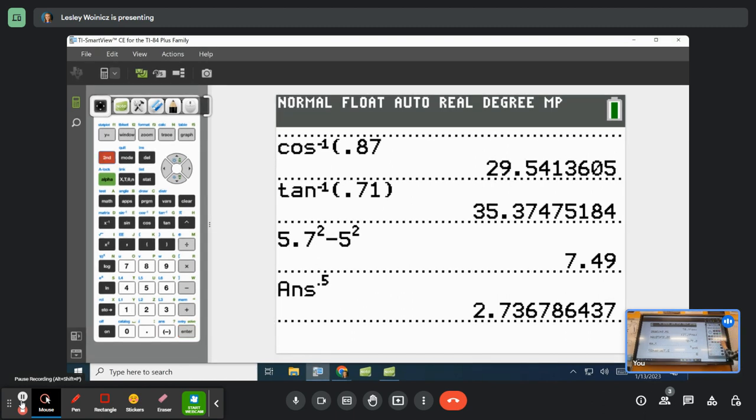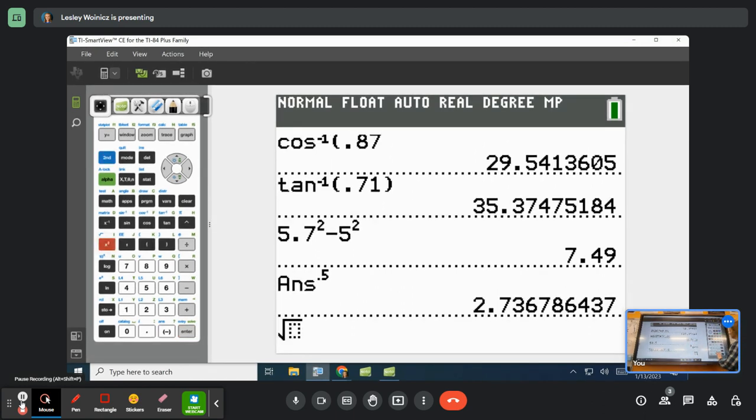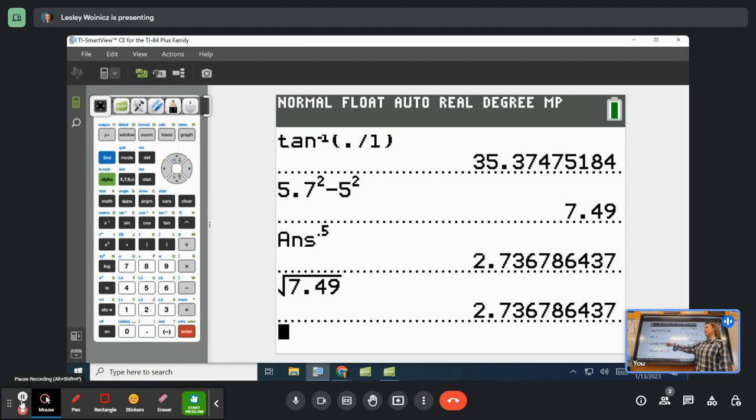Okay, so I'll show you how to do it the long way: square root of 7.49. And you see you get the same thing. So you can take your answer to the 1/2 power, and it's just a few fewer steps. If you just hit divide by 2? No, because you're taking the square root. Oh, yeah. Never mind. Bad idea.